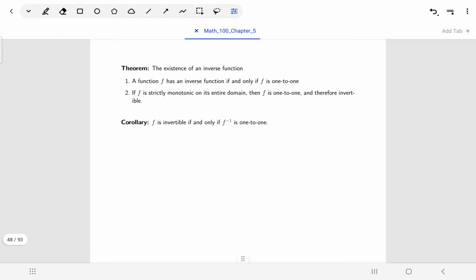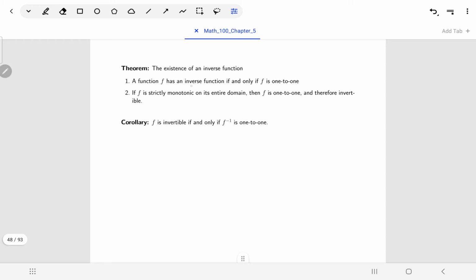Welcome back. In the previous section, we ended off talking about strictly monotonic functions. Those are functions that are either always increasing or always decreasing. And the reason why we wanted to talk about them is it actually has a connection to this theorem, the one that tells us when we have an inverse existing.